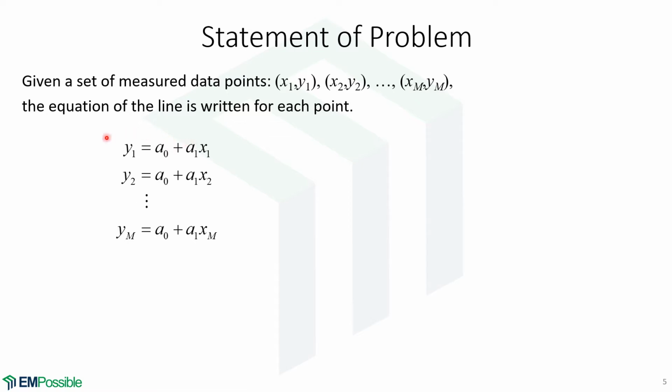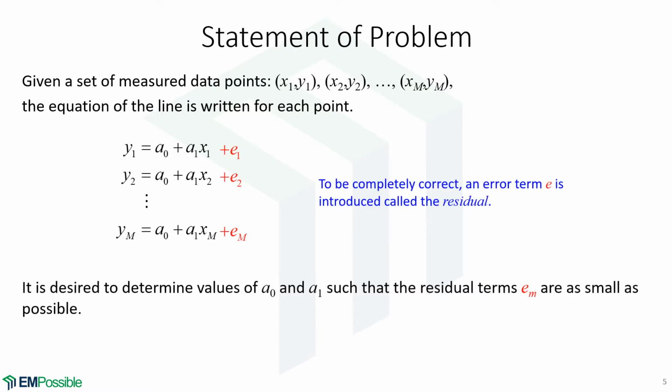Well, what we can do is write this equation for the line, but plug in our x and y values for each of our measured points. Now remember, our measurements have noise. So these equations aren't exactly satisfied. And so the way we compensate for that, and what lets us write equal signs here, we add error terms, and we call these the residual terms. And really the goal of this is for us to choose a0 and a1 such that the values of these residual terms are minimized.